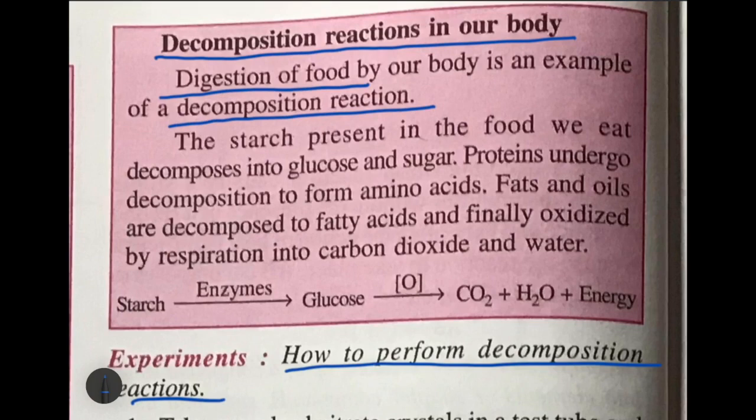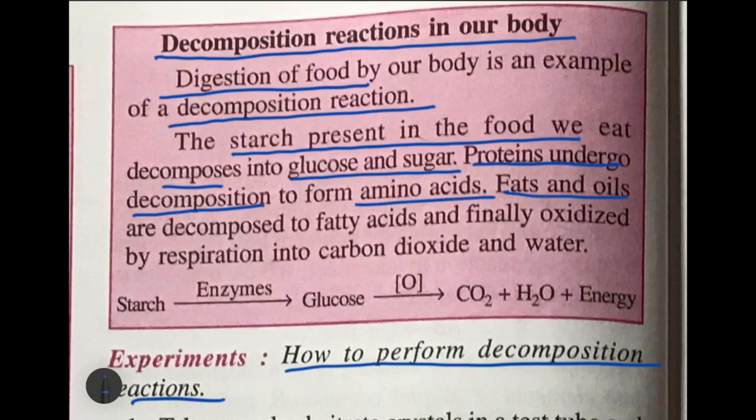Now, why? Because when we eat food, it breaks down into small pieces so that it can easily be absorbed by the blood and give us energy. So, how is that energy produced? The starch which is present in the food decomposes into glucose and sugar. Proteins decompose to form amino acids, and even the fats and oils that we take in turn into fatty acids. And finally, by respiration, the glucose turns into carbon dioxide, water, and gives us lots of energy.